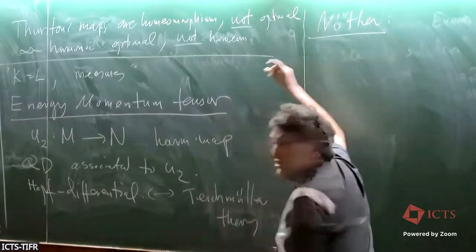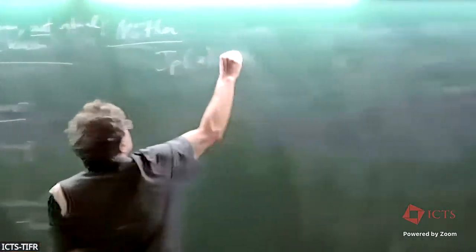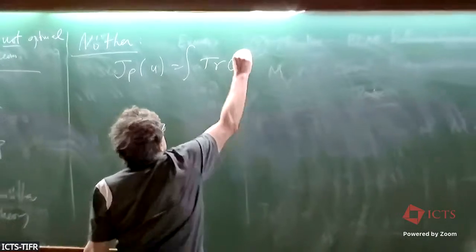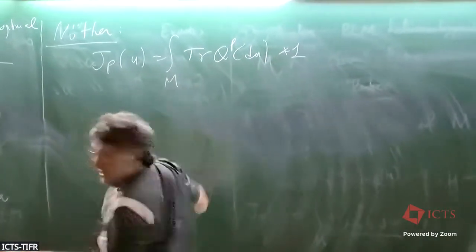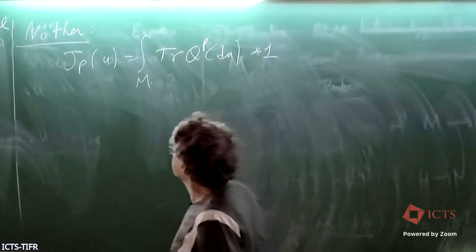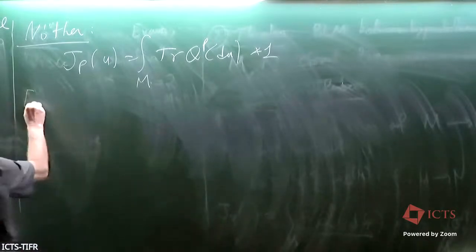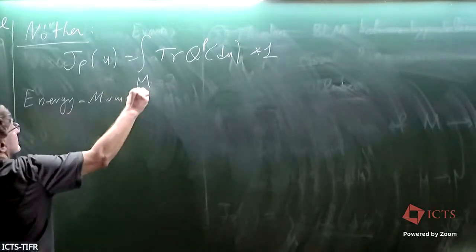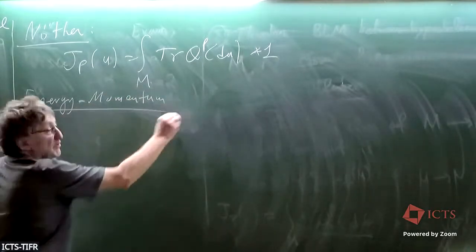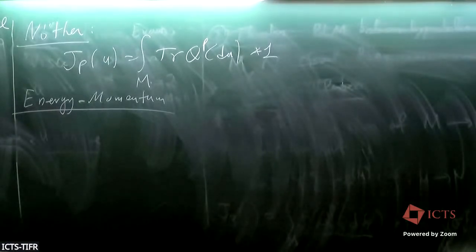that if you have an action, in the case of J_p of u, the integral of the trace of |du|^p, then there is an energy momentum tensor, which in this case is defined as follows. Sometimes also called stress energy momentum. All the motivation was from general relativity. But in this case, it's the following.